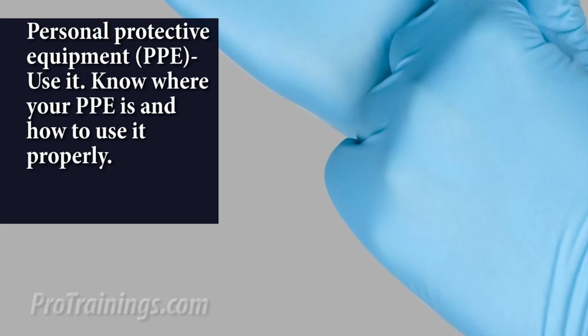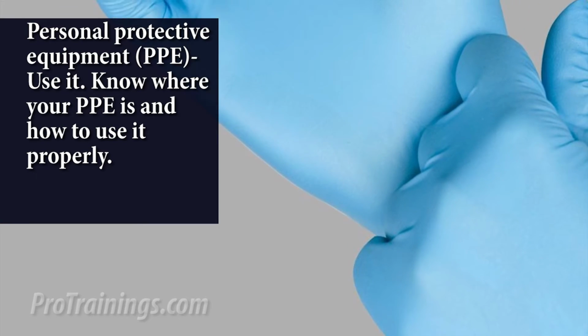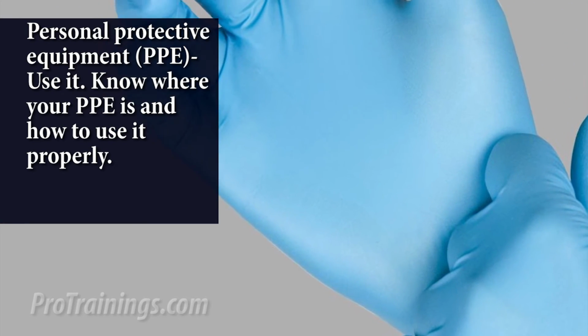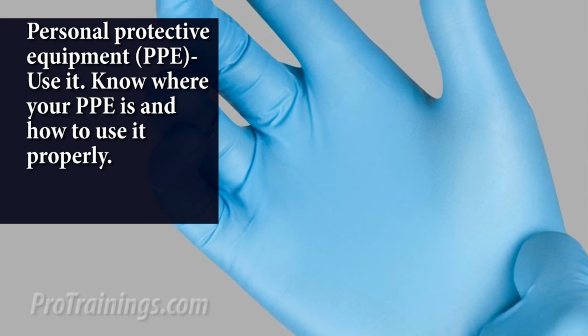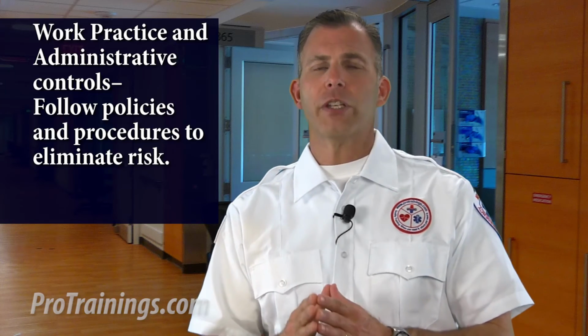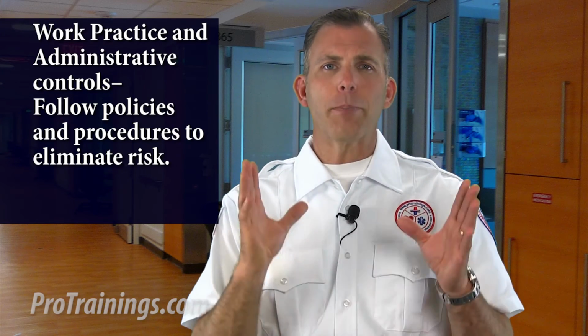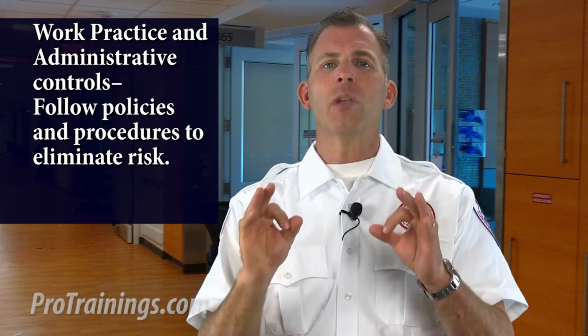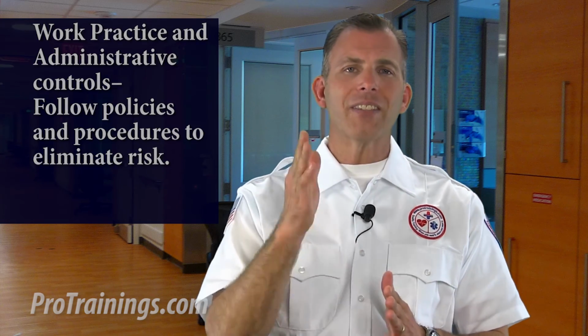And then engineering controls, which is using devices like sharps containers to block or eliminate the risk of getting stuck. And then personal protective equipment, otherwise known as PPE. Use it. Know where your personal protective equipment is and know how to use it properly. And then work practice and administrative controls. Following policies and procedures that eliminate the risk. These different steps will make your workplace and your work activities much, much safer.